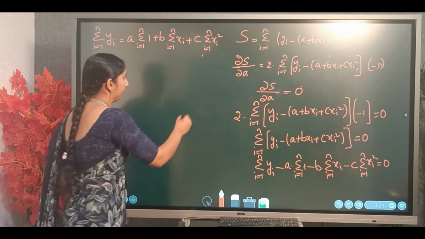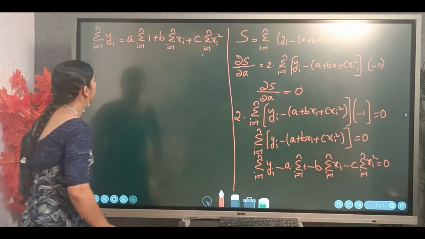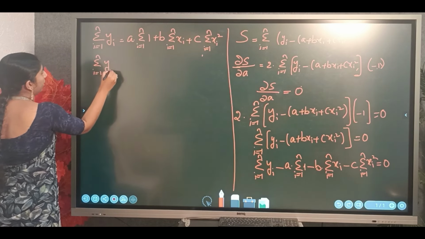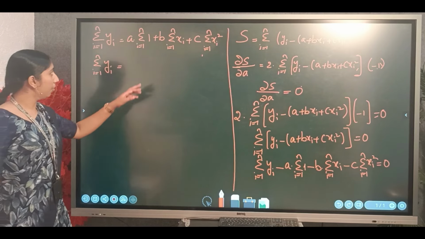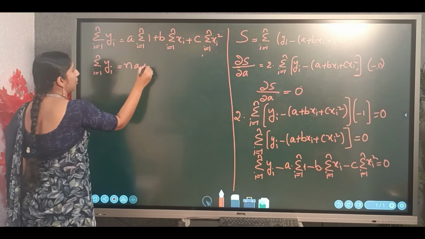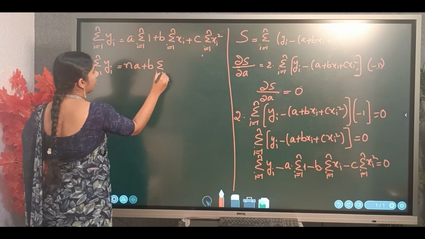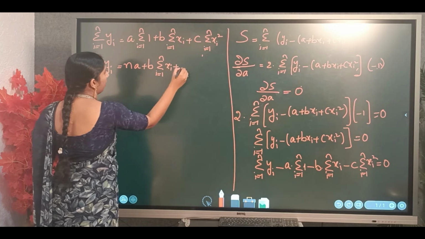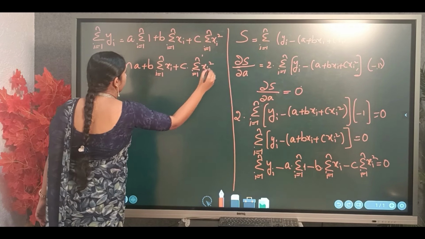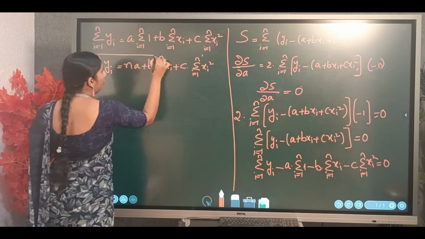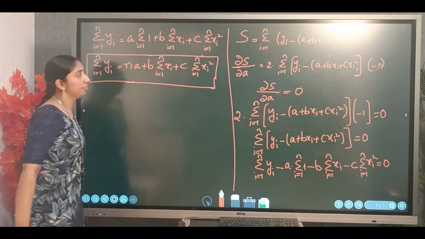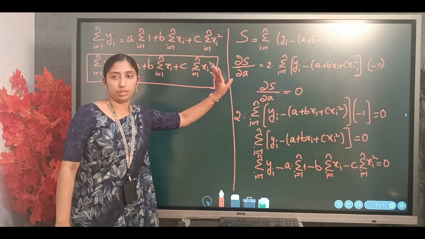Okay, we will draw a line here. And what we have to do? Summation i equal to 1 to n yi is equal to, here 1 is summed n times. So what we have to do here? na plus b into summation i equal to 1 to n xi plus c into summation i equal to 1 to n xi square. This is one of the normal equations. Okay, no? Here we are differentiating with respect to a.